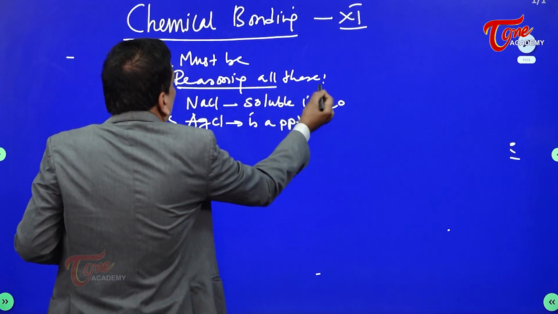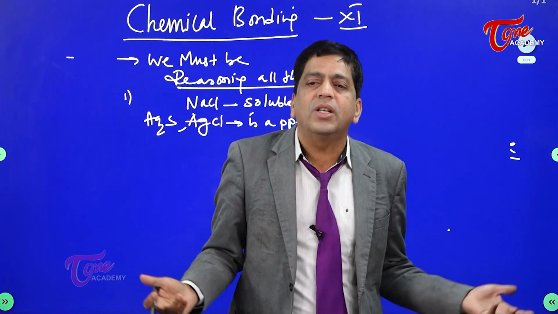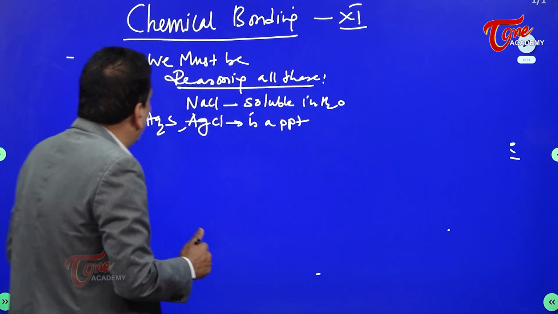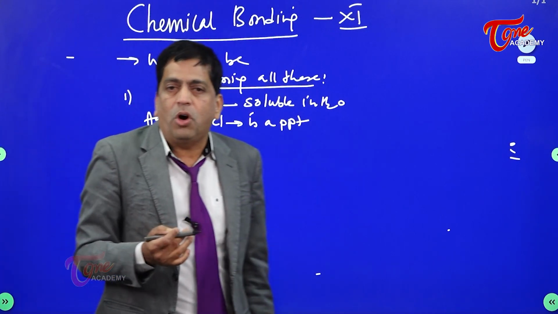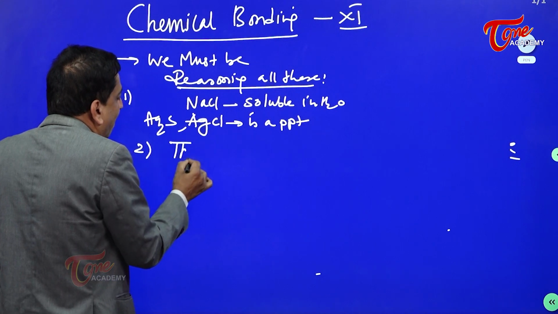We need to reason all this, and these reasoning things are basically questions in the exam. And the second reasoning is this. Look into this, the second one. This is important. That is, the main ore.